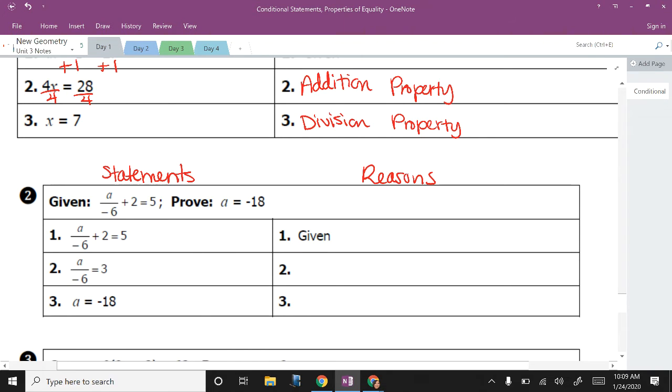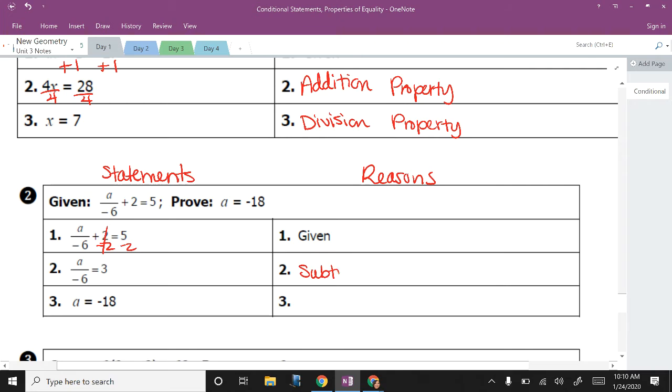All right, so the first one is given. So they went from step 1 to step 2. Now, what did they mathematically do on both sides of that equation? Yeah, they got rid of that 2. They subtracted 2 on both sides, didn't they? And 5 minus 2 is 3. So this is subtraction property.